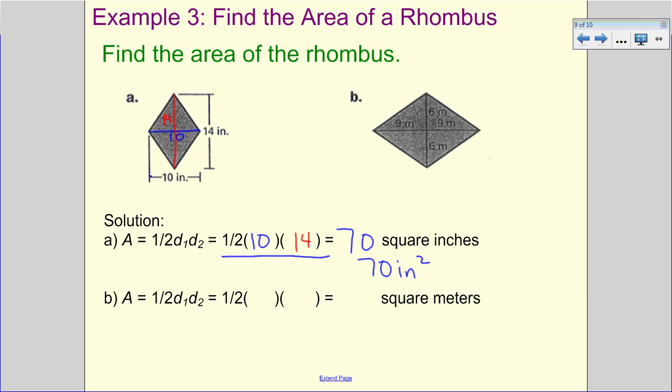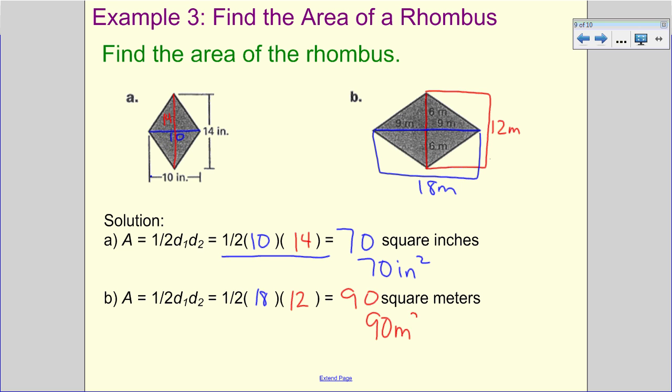or 70 inches squared. Now, if we look at our second example, this 6 is for the top, and this 6 is for the bottom, which means this first diagonal is 12 meters. I have 9 to the center and 9 going across, so that means this second diagonal is 18 meters all the way across. So I'm doing 1/2 times 18 times 12. Once again, regardless of how you want to do your multiplication, those three values have a product of 90 square meters, or 90 meters squared.